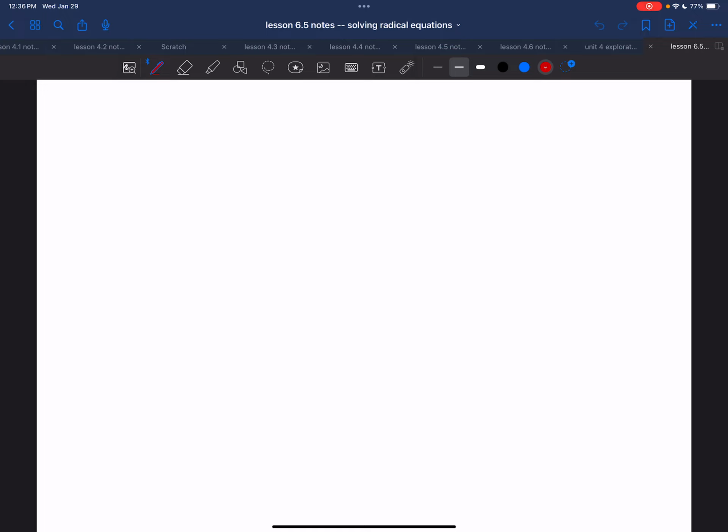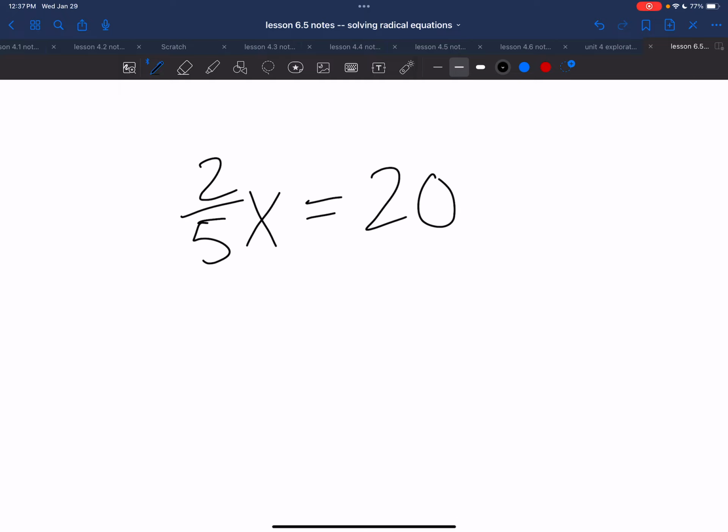It's the warm-up we did in class. Let's say I had 2/5 x equal to 20, and I said you need to solve for x in one step, meaning you do an operation to both sides, just one thing, to get x equals. If you know the answer, you already know it. But if you're not sure right away, go ahead and pause the video for a second and think about it.